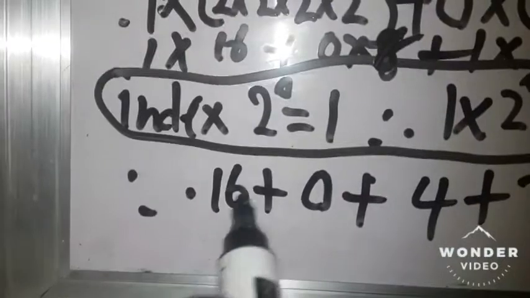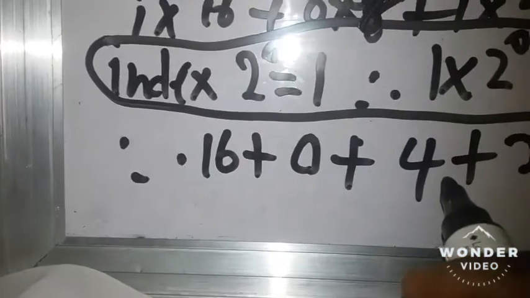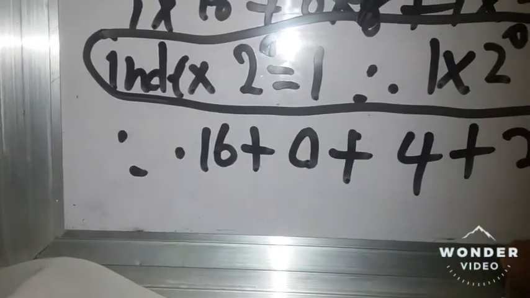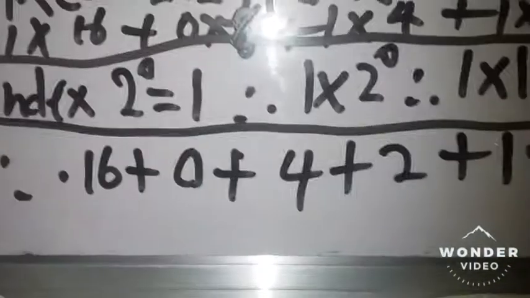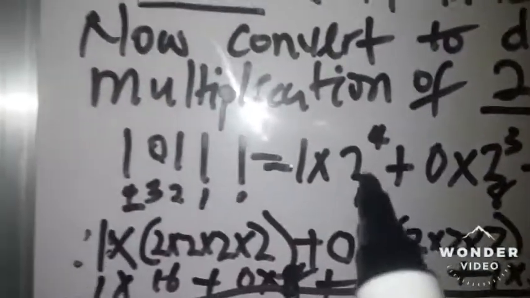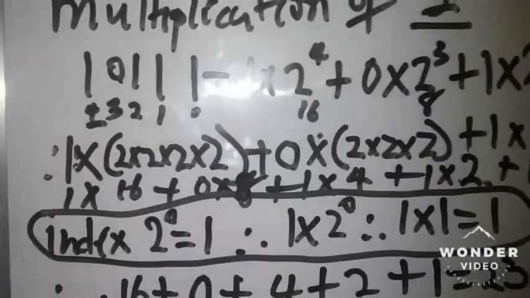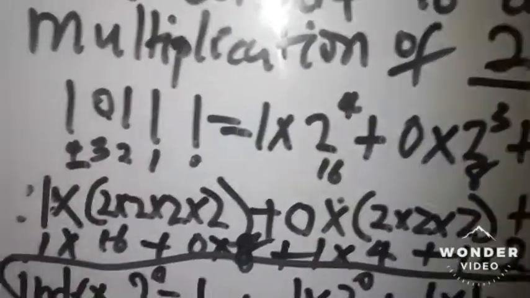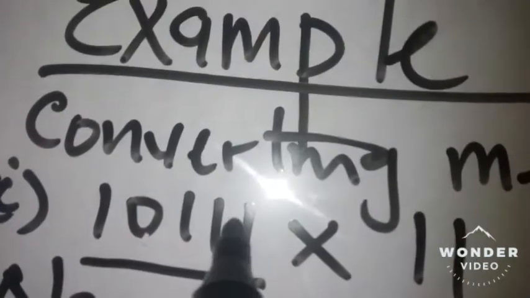So 16 plus 0, that is 16. 16 plus 4, that's 20. 20 plus 2, that is 22. And 22 plus 1, that's 23. We have 23. So we've succeeded in converting this to decimal. We've succeeded in converting the one number.